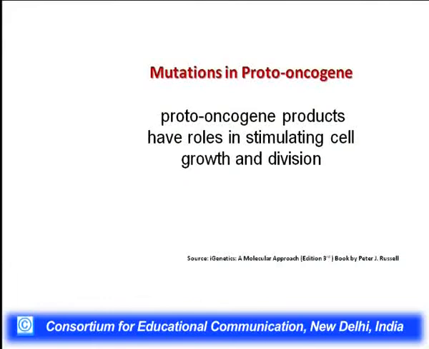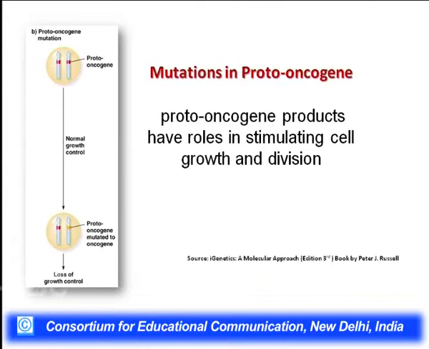Now, how exactly do mutations in proto-oncogenes occur? When a mutation occurs in one of the proto-oncogenes, the cell loses its property of controlled cell growth. Proto-oncogenes are basically genes which produce certain proteins that have a role in stimulating cell growth and division, and they are controlled in a very programmed fashion. A mutation changes these proto-oncogenes into oncogenes, so that the growth control which was regulated in a particular fashion is lost or changed. So, the cell passes through a number of stages and proliferates rapidly.